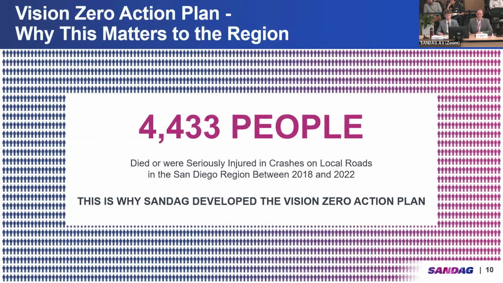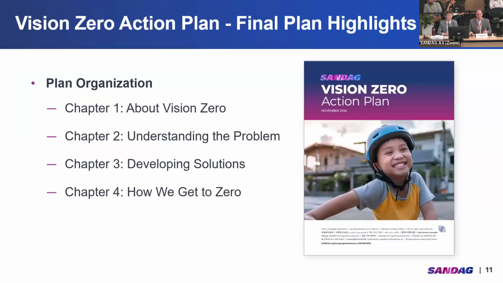So switching from the data and data analysis side to the actual plan, this slide is a copy of the inside cover of the plan, and it serves as a stark reminder of why we do this type of work and why we need to continue working in traffic safety. The analysis period for this plan was 2018 to 2022, a 5-year span. In that time, within our county, 4,433 people were either struck and fatally killed or suffered serious injuries on our public roadways. The plan itself has 4 chapters.